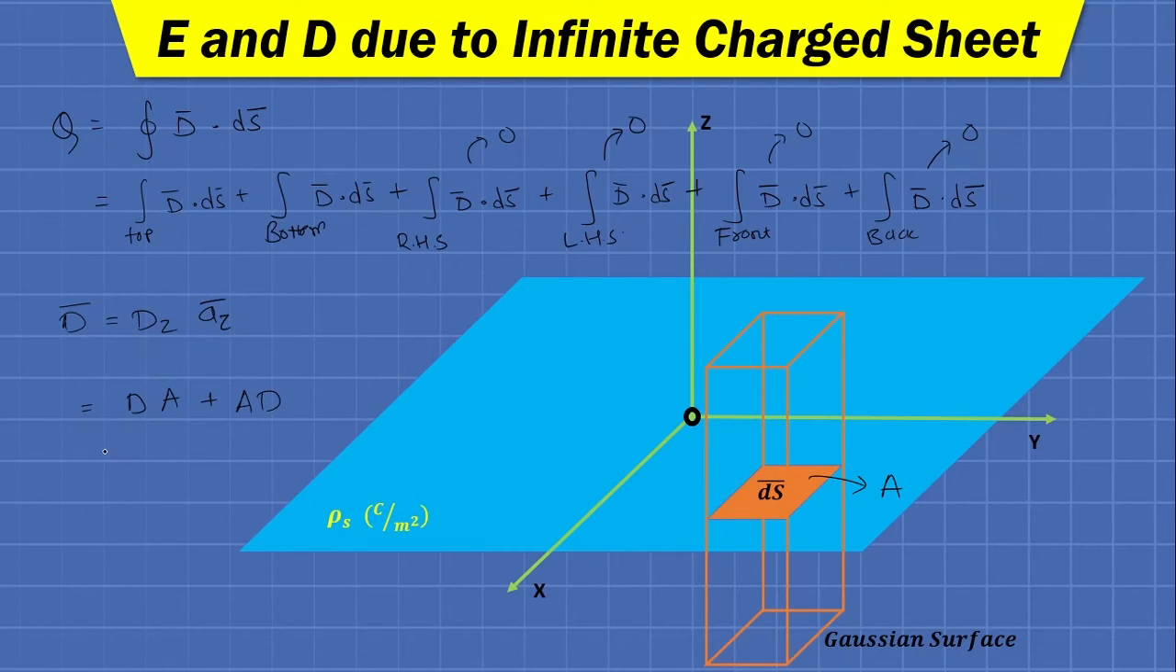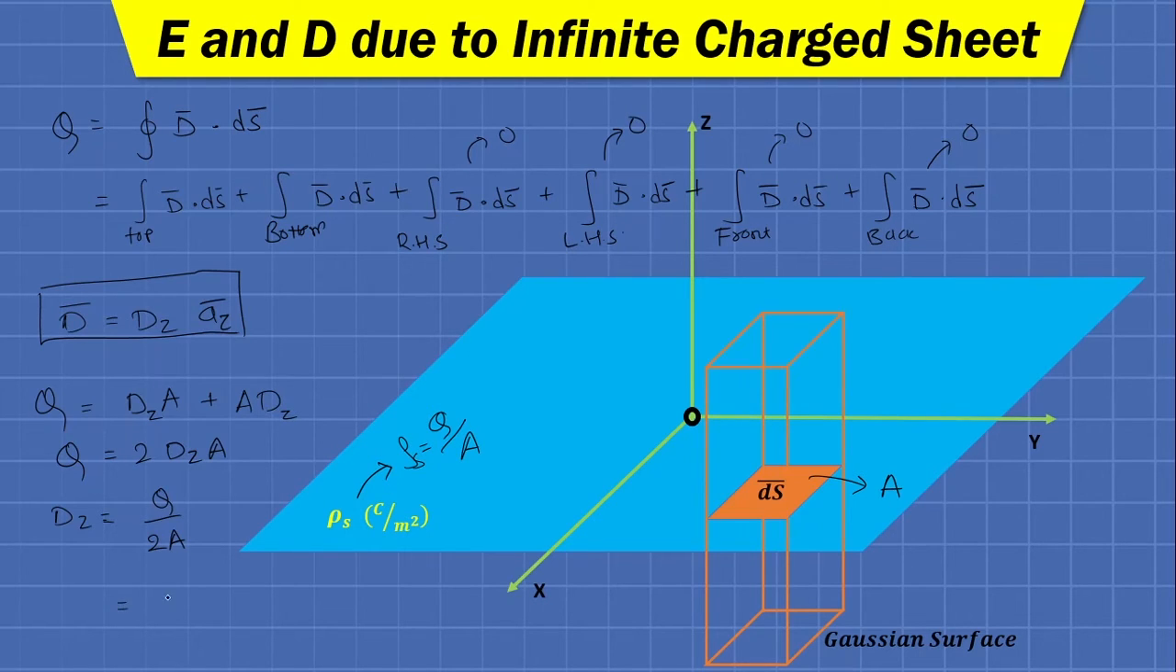So AD. So we can write 2 into dz into A will be equal to Q. So we have simplified this term as Q equals 2 into dz into A. Now the magnitude of field flux density will be Q upon 2A, but here rho s is nothing but Q by A because it's a charge per unit area. So rho s can be written as Q by A.